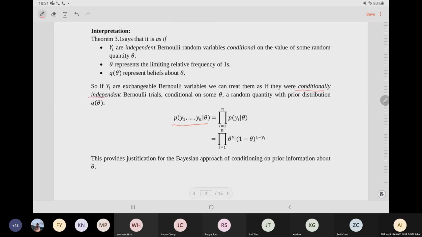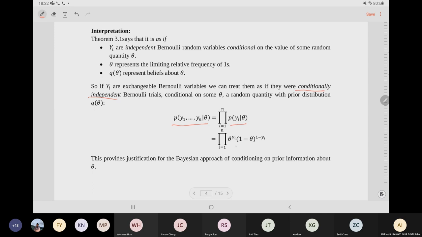Okay, so if you look at the previous case, if we have the joint PDF of Y1 to Yn, it's only P(Y1 to Yn). But here it's always conditional on theta. That's why you need to have the theta here. So the joint PDF conditional on theta is just the product of each of the Yi given theta. So this is always given theta here.